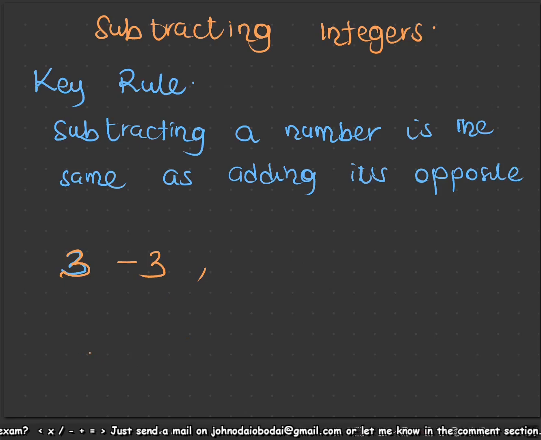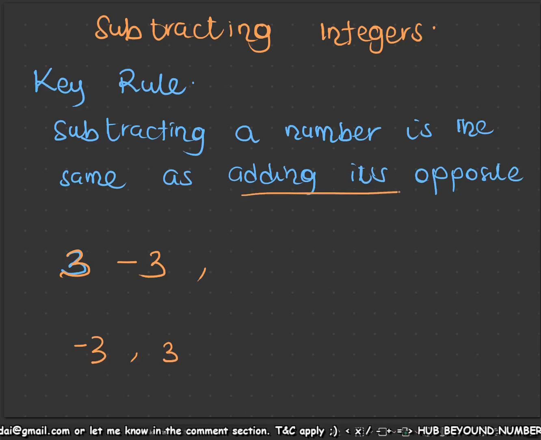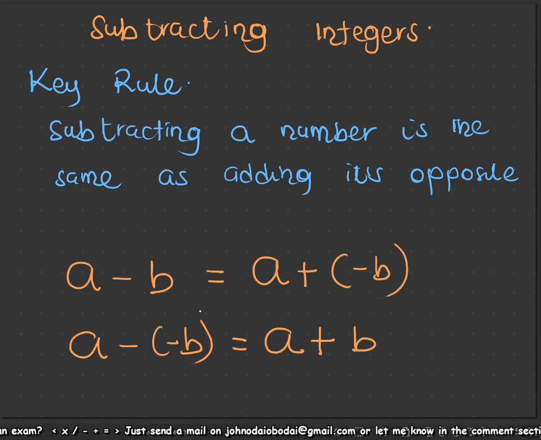And the opposite of a negative integer is a positive integer. So the opposite of negative 3 is then what? 3. These are the opposites of the numbers. So anytime we want to subtract a number, it is the same as adding its opposite. So let's look at what that means.